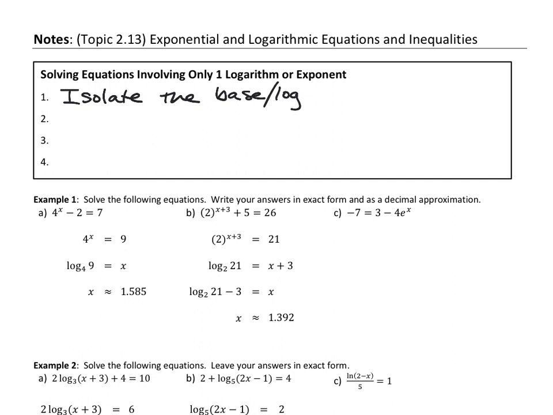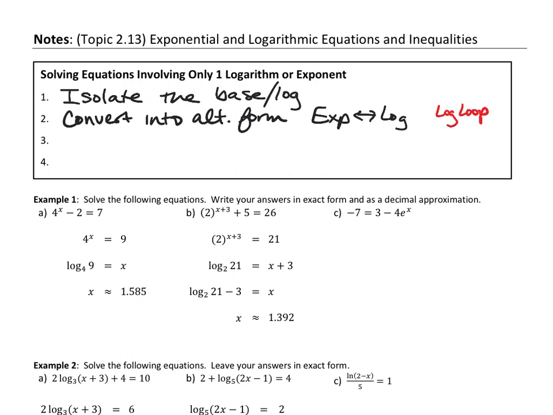The second is to convert into the alternate form, meaning you are changing it from an exponential to a logarithm or a logarithm to an exponential. This is where that log loop is going to come in handy. We'll log loop both the exponentials into logarithms and the logarithms into exponentials. Put that in parentheses. Okay, step 3 is kind of a variety show.